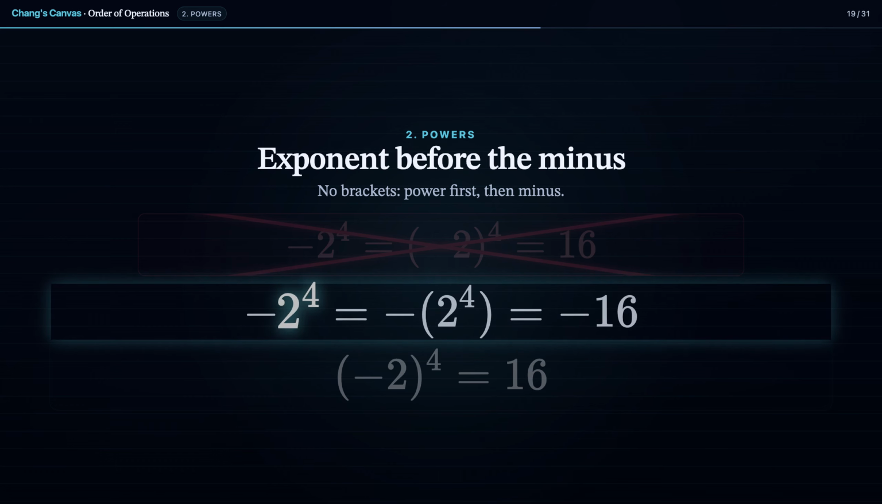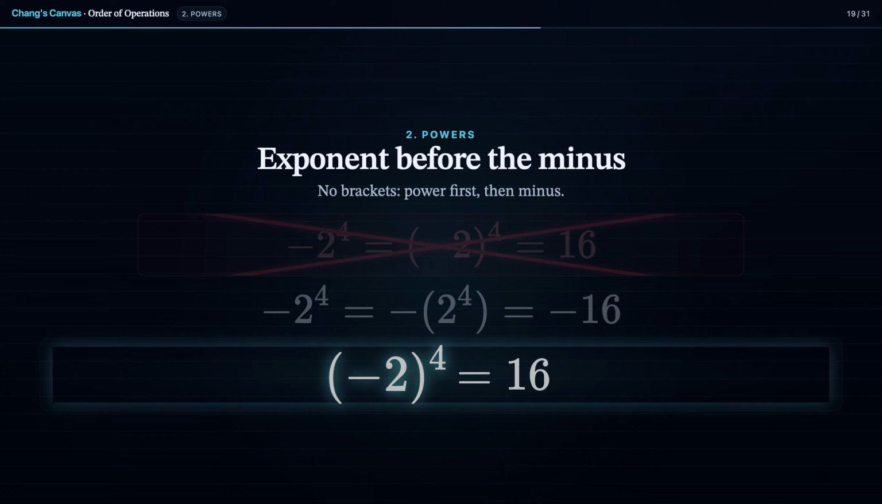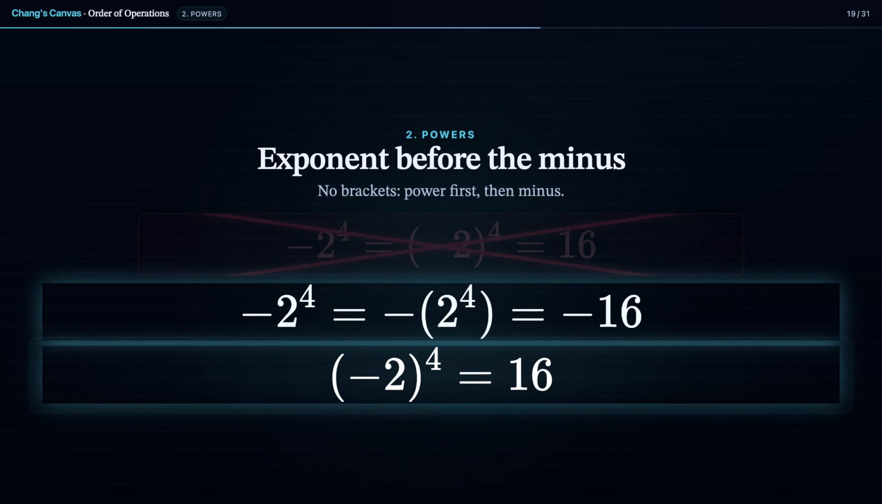Without brackets, do 2 to the fourth first. It is 16. Then apply the minus, giving negative 16. Do not quietly pull the minus into the power. With brackets, negative 2 is the base, so its fourth power is positive 16. These are two separate expressions.